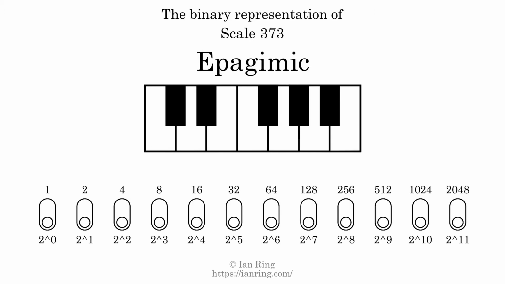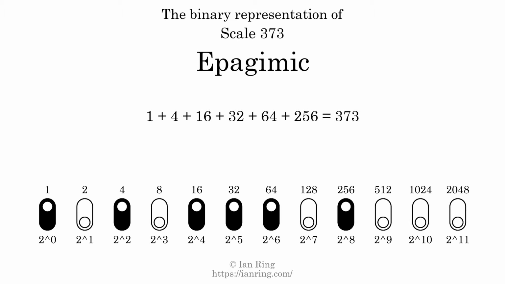The binary representation of this scale is determined by mapping tones of the scale to binary digits. Each binary digit represents a power of 2. To get the scale number, we add the powers of 2 together. The powers of 2 that are present in the scale, all added together, equals 373. That is why the scale number, in decimal, is 373.